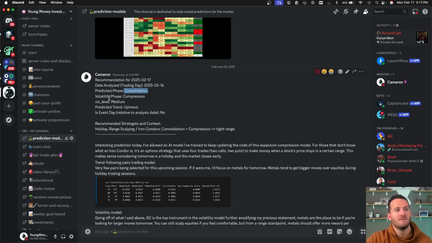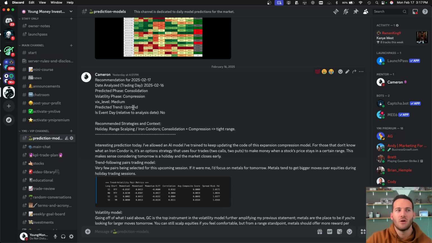It was right. Volatility was compressing, meaning that the market was not likely to have this crazy down move or anything like that. Volatility is compressing. The VIX level, or the volatility index, is at medium, meaning it's higher than normal, but it is not high, if you know what I mean. It's not extremely elevated.